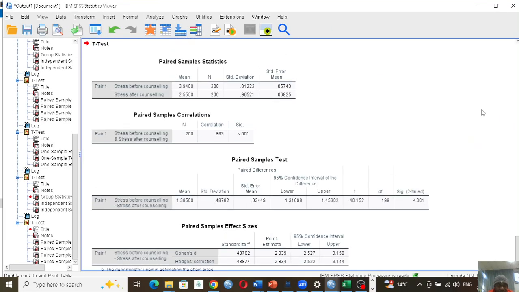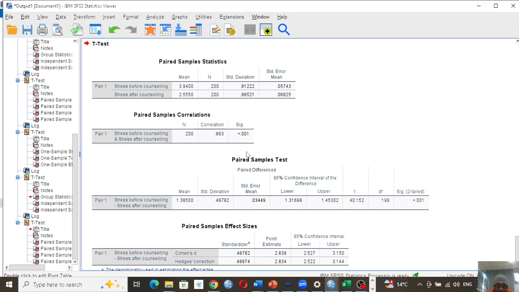The first thing you have to do is to check their mean stress before counseling and then stress after counseling. You will realize that their mean stress differs. The mean stress here is 3.94, which is approximately 4, and this one is 2.55, which is approximately 3. And then this is their mean difference. We can take the mean difference by subtracting this one from the other one.